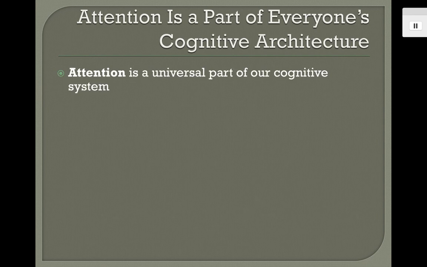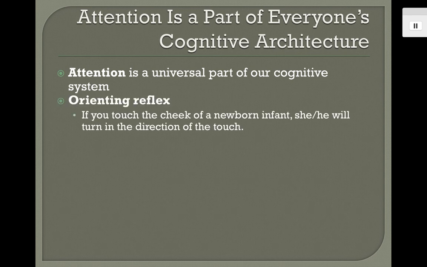So what do we find? Attention is a universal cognitive system. So in other words, everyone has attentional processes. Now, one of the things that we do find, though, is that we can be somewhat different in terms of our attentional abilities from person to person. Some people work a lot more in terms of paying attention to specific things out there in the world versus others.